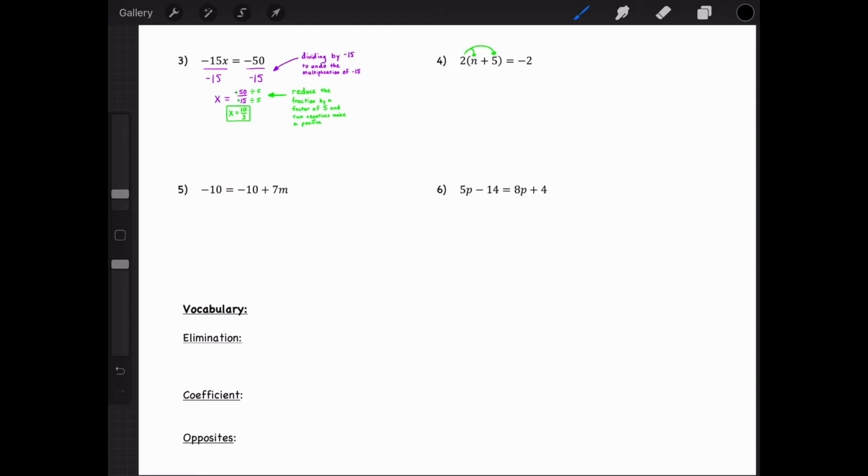For number 4, there's a 2 on the outside, so we'll use the distributive property to multiply the 2 to n and to 5. That allows us to get 2n plus 10 equals negative 2. We'll need to undo the positive 10 by subtracting 10 to both sides. And then from there, we'll need to divide by 2 to both sides to get n equals negative 6.